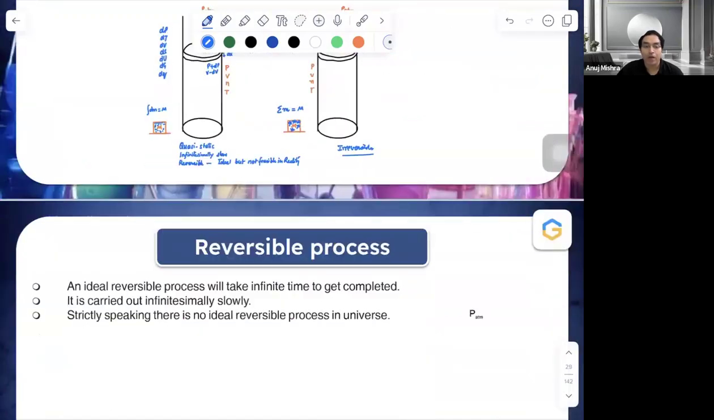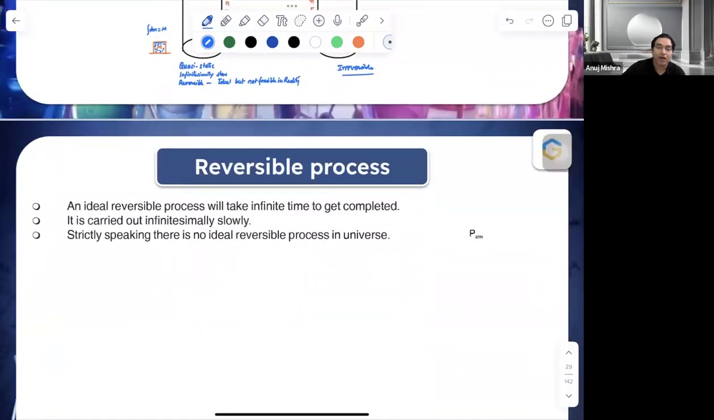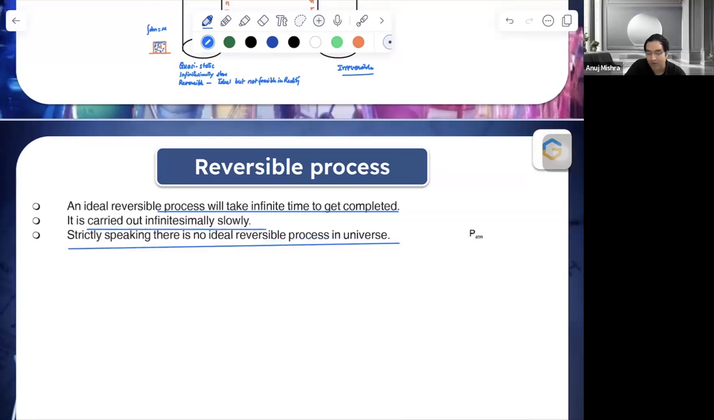Okay. So reversible is ideal. Reversible process will take how much time? As I said, infinite time. Practically not possible, right? Infinitesimally slow. Strictly speaking, there is no ideal reversible in the universe. I think already you know these points. Just note down quickly.